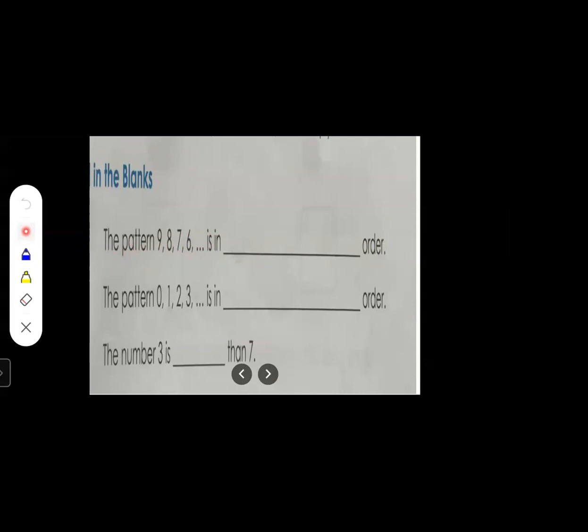9, 8, 7, 6. So 9 is the bigger number, 6 is the smaller number, right? So bigger number to smaller number means decreasing order, right? So here we are going to write decreasing order. The pattern 9876 is in decreasing order.